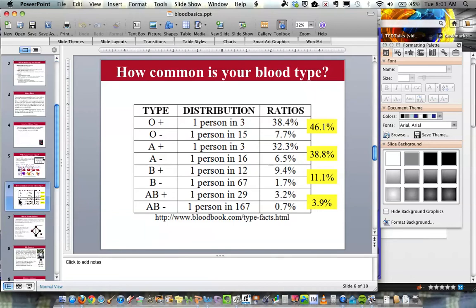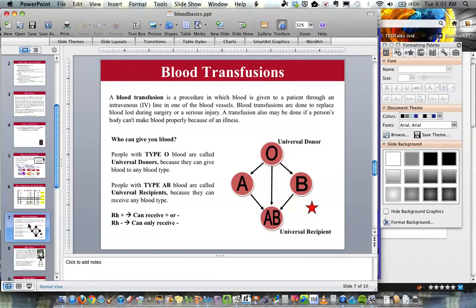All right, one more slide here, and what we want to talk about for a moment is who can donate blood to whom. So a blood transfusion or blood donation just is when one person donates blood and another person receives it. So if we copy down this chart here with the arrows in the specific directions that you see them pointing, what this indicates to us is who can donate to whom.